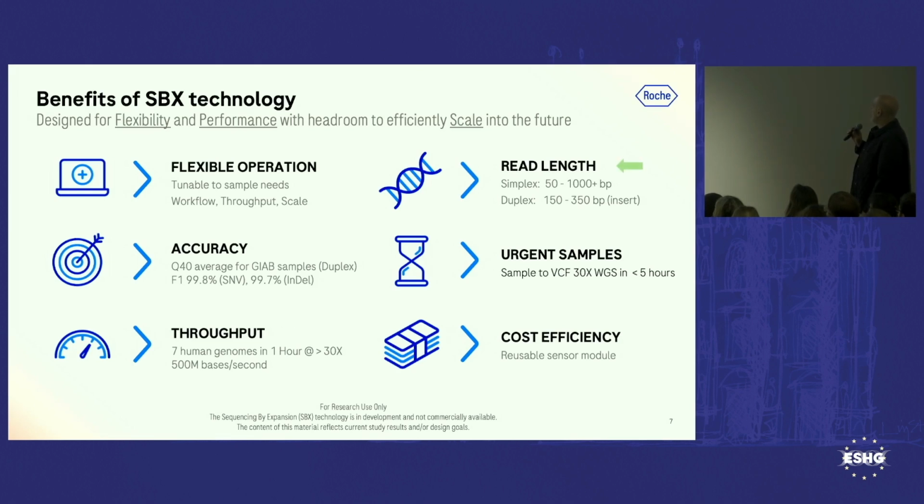And then we'll go into the distinction between simplex reads and duplex reads. Simplex being really longer, higher throughput, Q20 accuracy, whereas the duplex is the higher accuracy reads. We'll update on some urgent samples, basically this SBX fast approach, where we go from sample to VCF now in less than 5 hours, and Sean will cover a lot of that in his presentation as well.